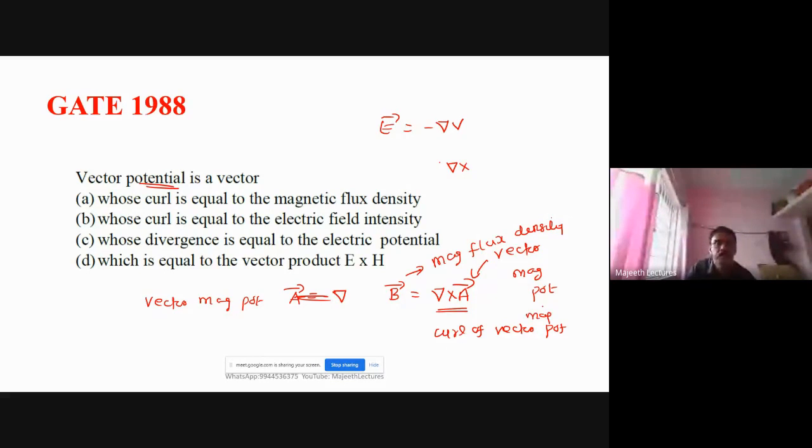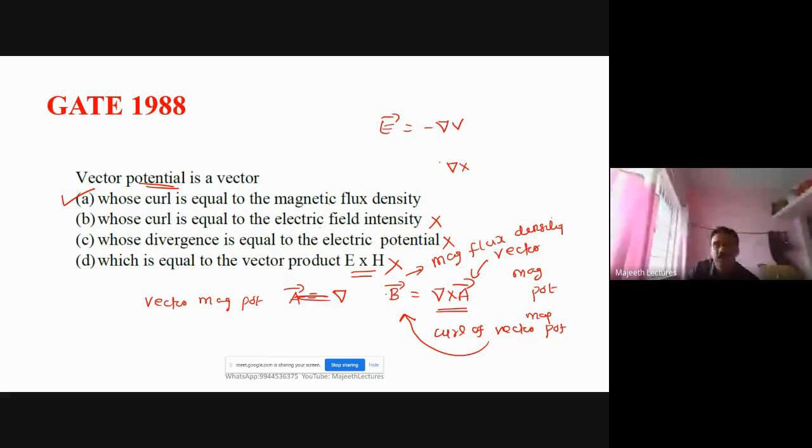You see, the first answer is correct. Vector magnetic potential is a vector whose curl is equal to magnetic flux density. Yes, curl of vector magnetic potential is magnetic flux density. So option A is a right answer. Whose curl is equal to electric field intensity? No, it is not E. So this is wrong. Whose divergence? We have only curl. This is wrong. Which is equal to product of E and H? That is also wrong. So option A is a right answer.